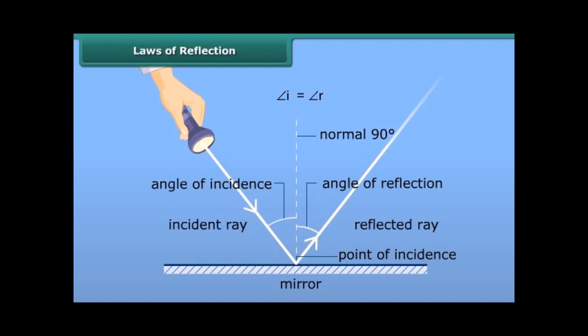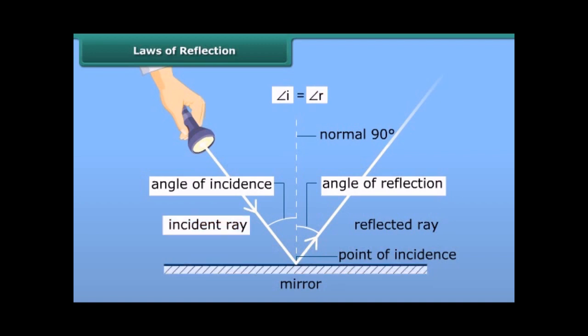The reflection of light at a surface obeys the following two laws, which are called the laws of reflection. According to this law, angle of incidence is always equal to the angle of reflection. That is, angle I is equal to angle R. The incident ray, the normal at the point of incidence, and the reflected ray all lie in the same plane.